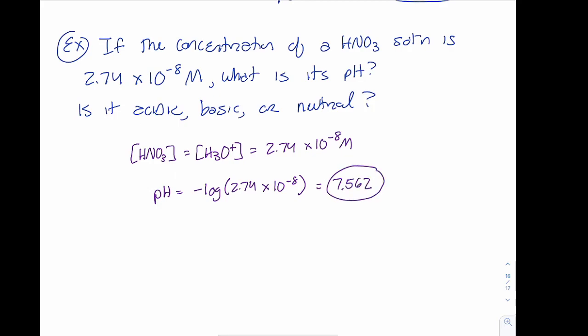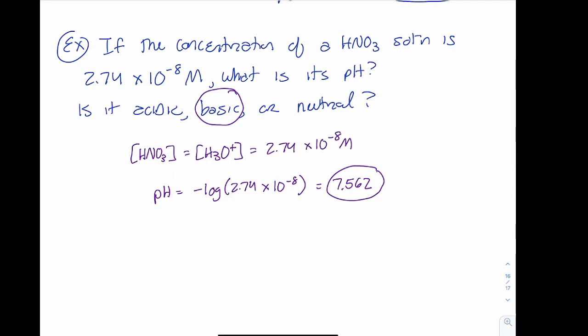7.562 as my answer. So again, watching significant digits, this has 3 significant digits. This 7 is not going to count, right? Only digits to the right of that decimal point for log values count. So this is my 3 significant digits. So 7.562. And then this is a basic solution. I actually did this on purpose.